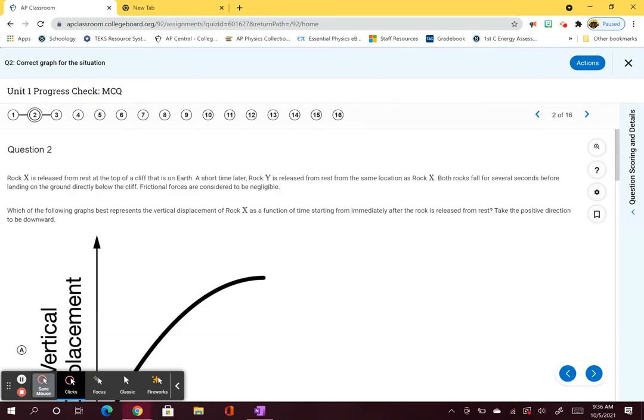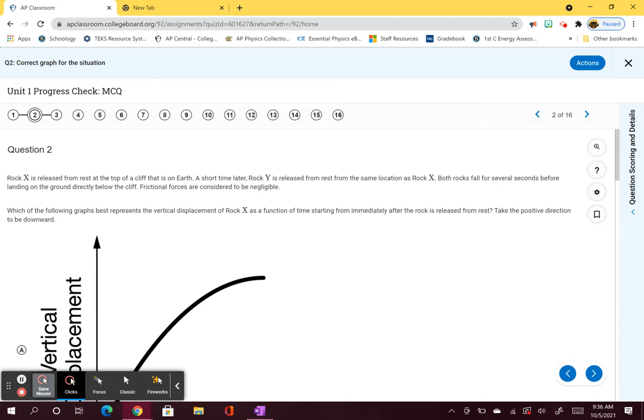There we go. So question 2. Question 2 is the exact same setup. We still have rock X falling off a cliff, rock Y falling right behind it. So let's see what the question says.